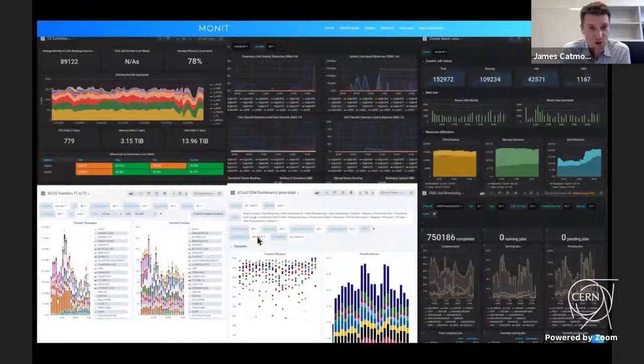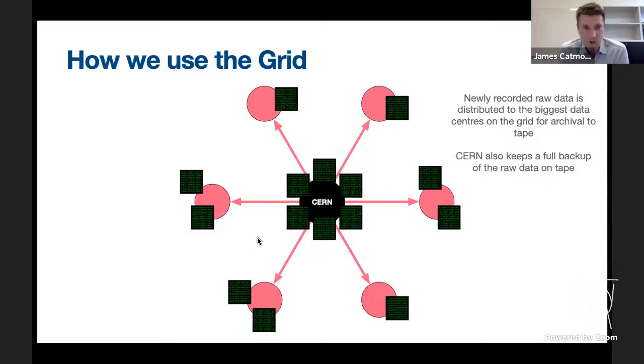This is just a screenshot to show you what MONIT can do. I'm not going to go through this in detail, but you can see all the different kinds of plots that we can use to monitor what's going on as our jobs are running and as data is being transferred. So how do we use the grid?